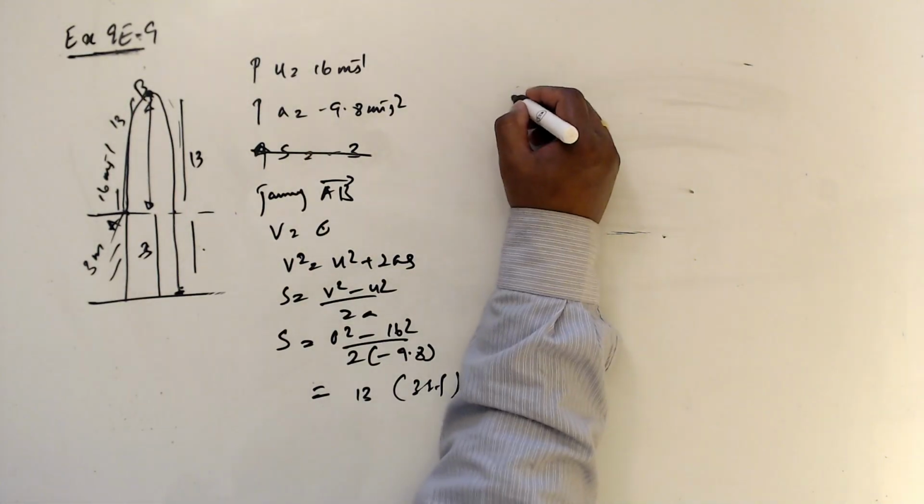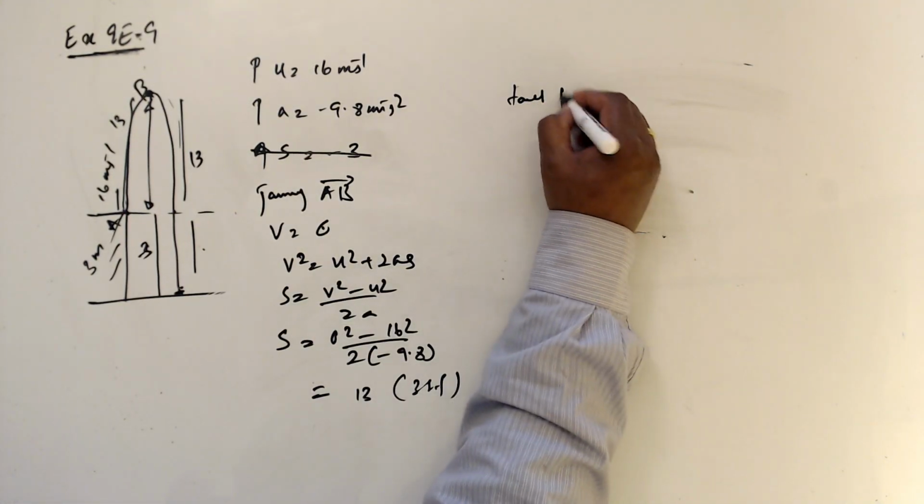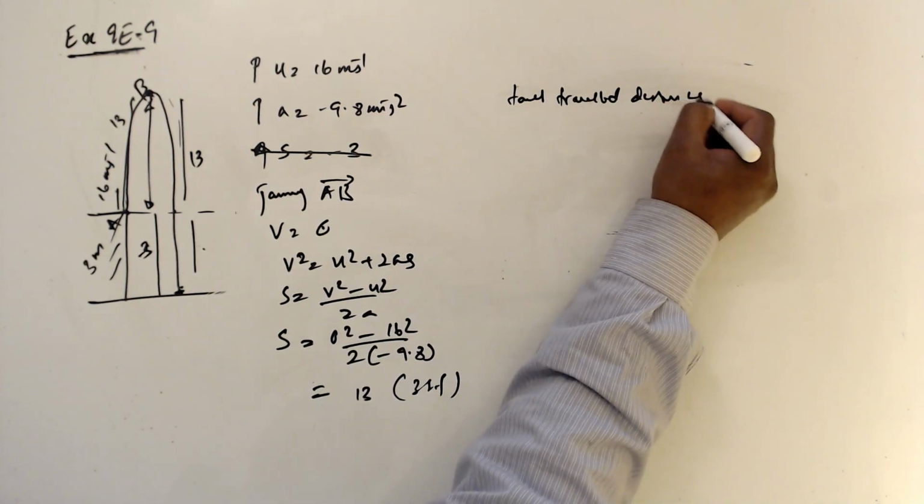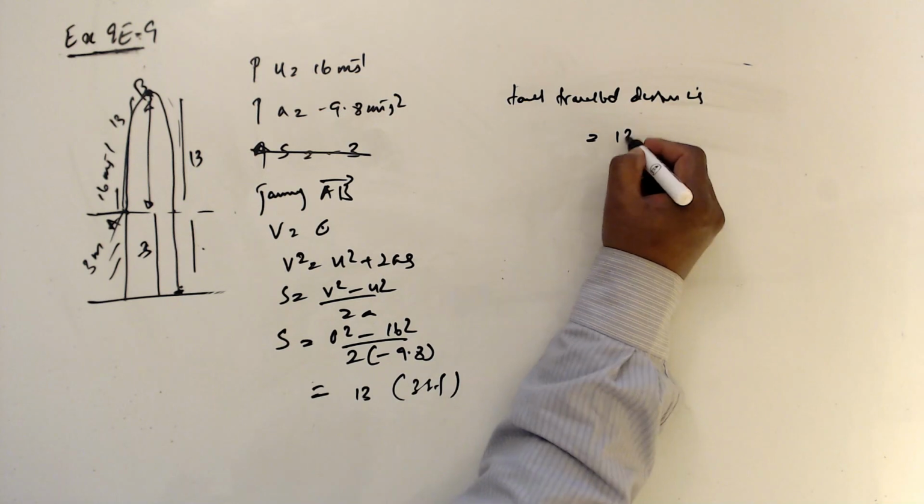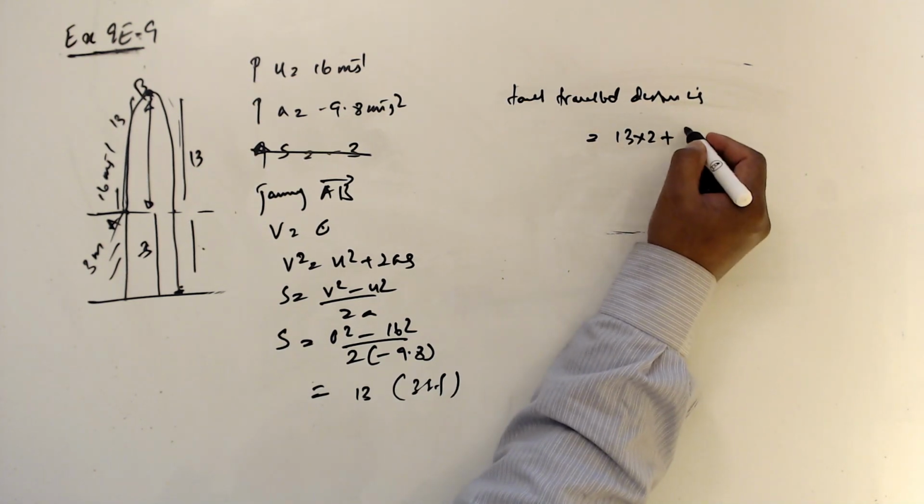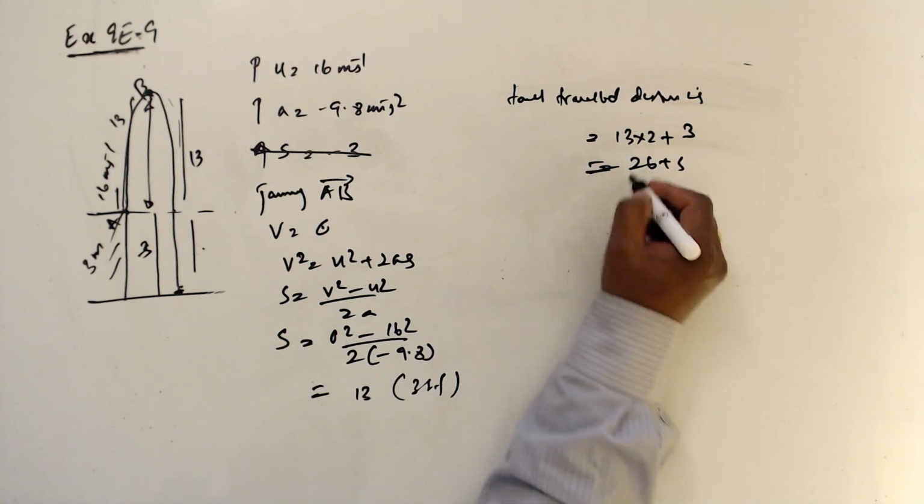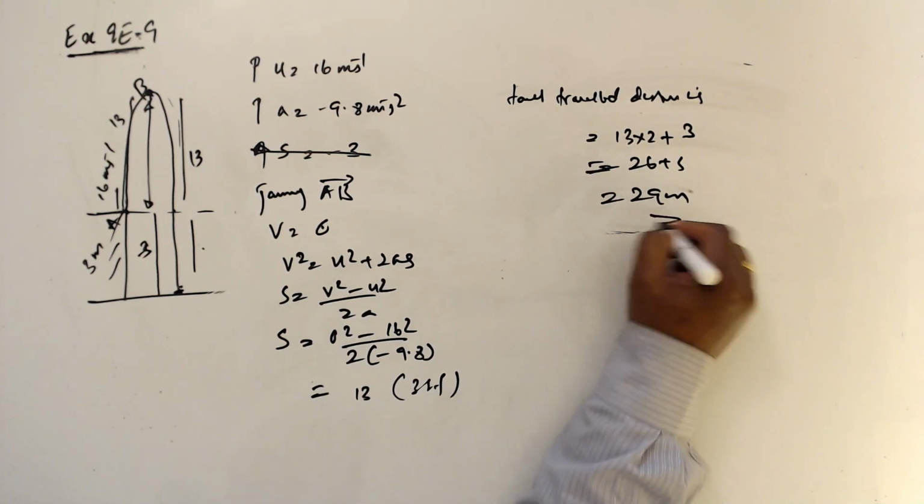So the total travel distance is 13 times 2 plus 3. 26 plus 3, that is 29 meters.